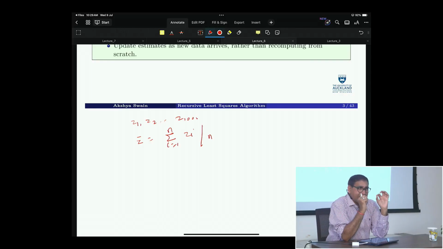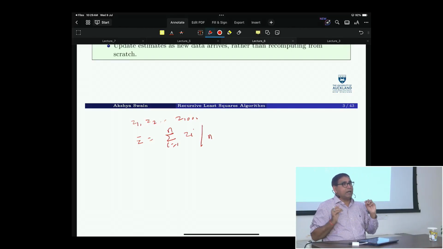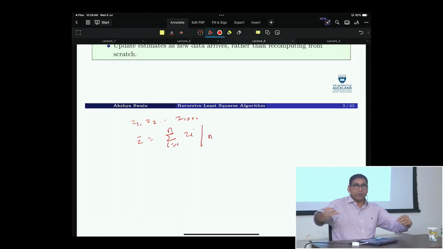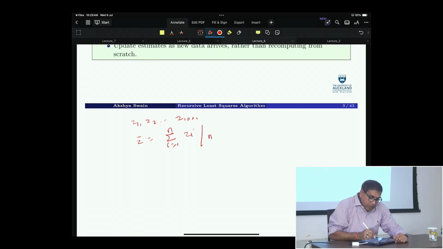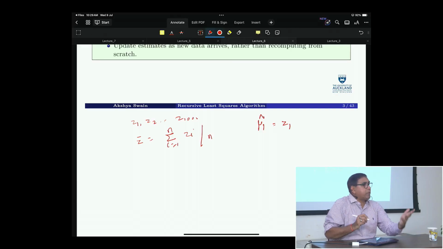Now let us do the same thing recursively. Assume that the data samples are coming, and you have to calculate the mean value, right? The first sample comes. What is the mean value? Mu1 cap will be equal to Z1 because you have got only one sample. Clear? The second sample comes.